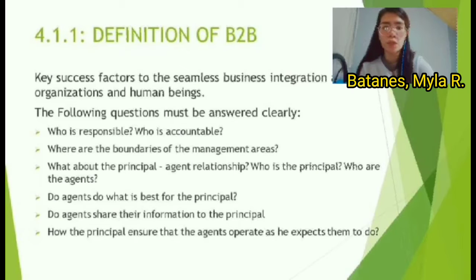So the following questions must be answered clearly. Number 1 is who is responsible, who is accountable. Next, where are the boundaries of management areas? What about the principal-agent relationship? Who is the principal and who are the agents? Do agents do what is best for the principal? Do agents share their information with the principal? And lastly, how can the principal ensure that the agents operate as he expects them to do?